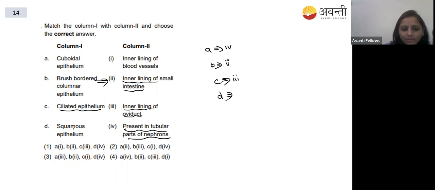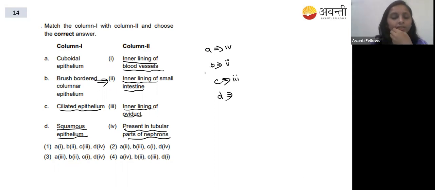So that is a squamous epithelium, right? So have you observed, guys, during the respiration, what will happen? So the carbon dioxide will be removed, and the oxygen is diffused into the arteries, right? So that we have studied. So that is in the inner lining of the blood vessels.